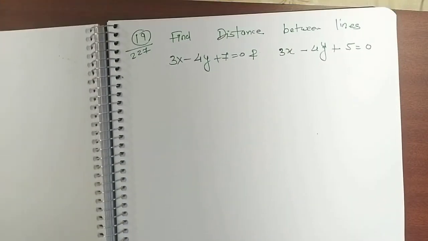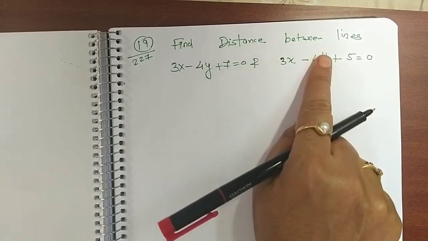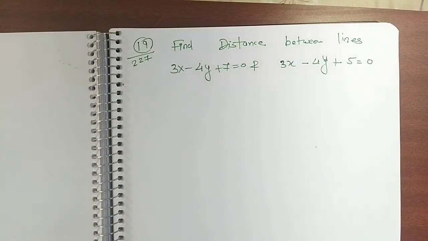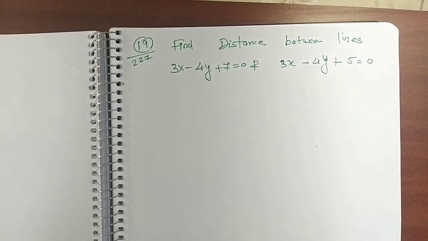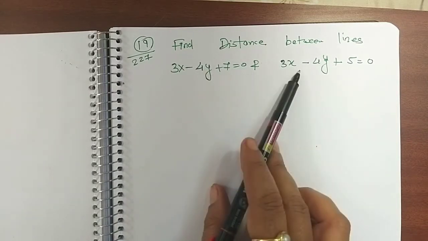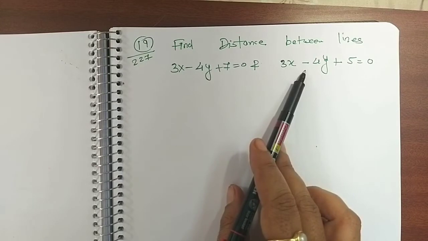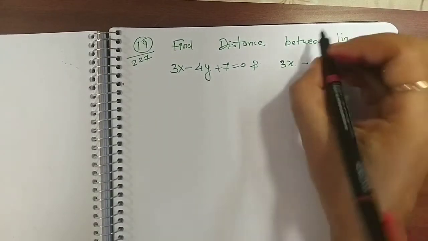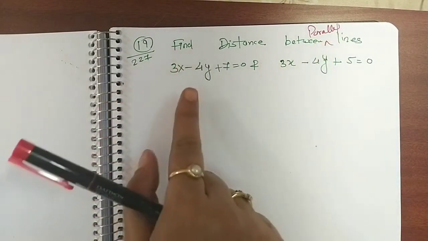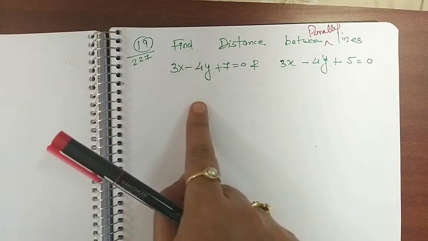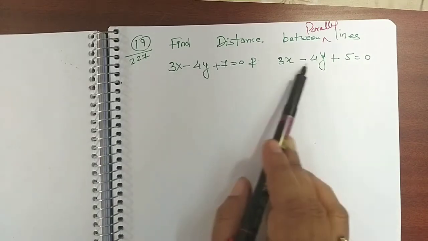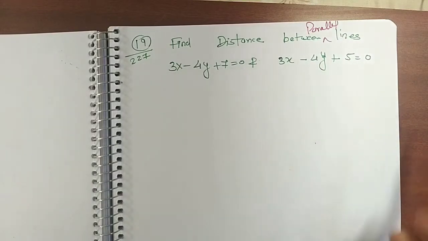Just one last question, guys. They are saying find the distance between the lines 3x minus 4y plus 7 and 3x minus 4y plus 5. So first thing I wanted to tell you: if two lines are given, you should first observe whether they are parallel or just random lines. They have already given in the question that the lines are parallel. I purposely removed this to show you how to judge that lines are parallel. If the coefficients of x and coefficients of y are equal, then lines are for sure parallel.